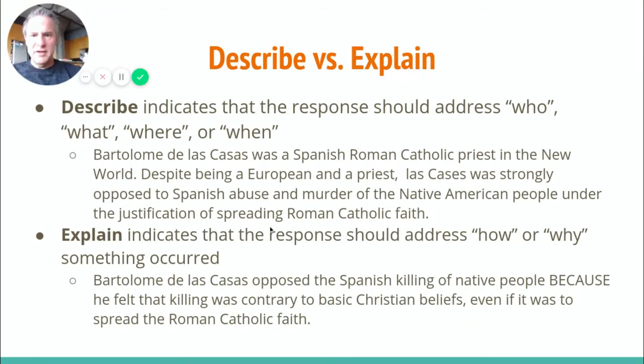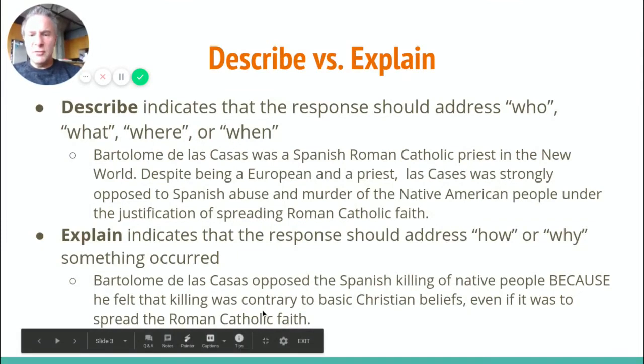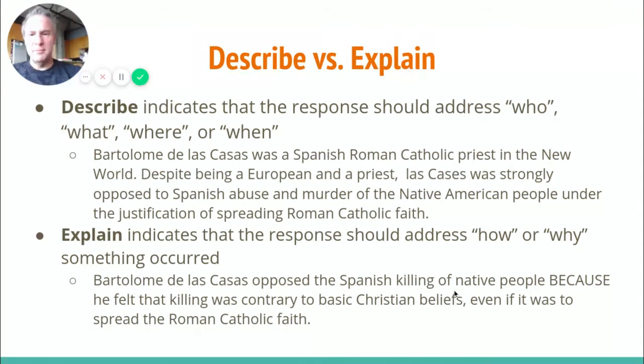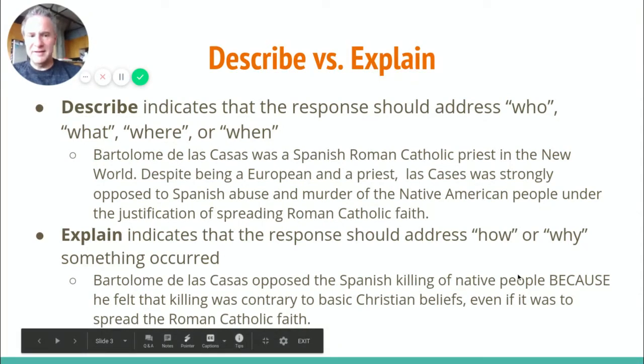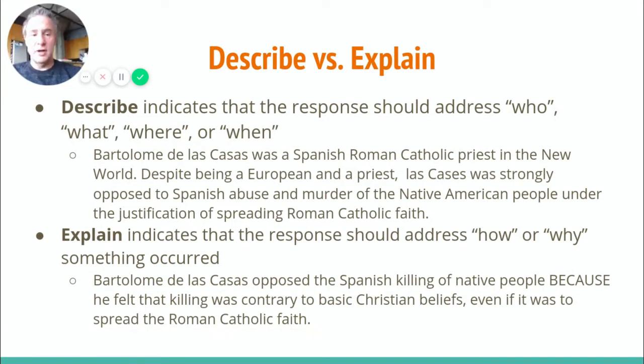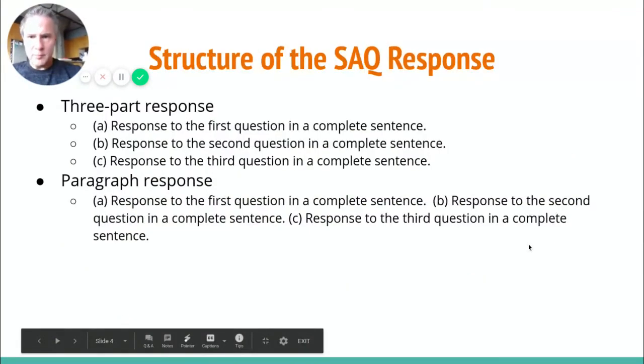So if we take a look here, this is a description of Bartolomé de las Casas. You can pause it to read if you need to. And then this question is asking why he opposed the killing of Native people. It's an explain response. And you'll notice the word because is included in the answer in all caps to make sure that you let the reader know, and you know, that you're addressing how or why something occurred.